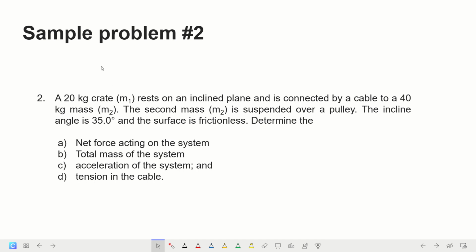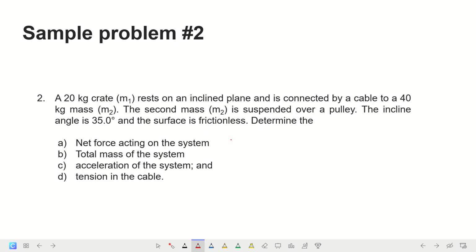A 20 kilogram crate, our mass 1, rests on an inclined plane and is connected by a cable to a 40 kilogram mass, so our mass 2. The second mass is suspended over a pulley. The inclined angle is 35 degrees and the surface is frictionless. Determine A. Net force acting on the system. B. The total mass of the system. C. The acceleration of the system. And D. The tension in the cable.